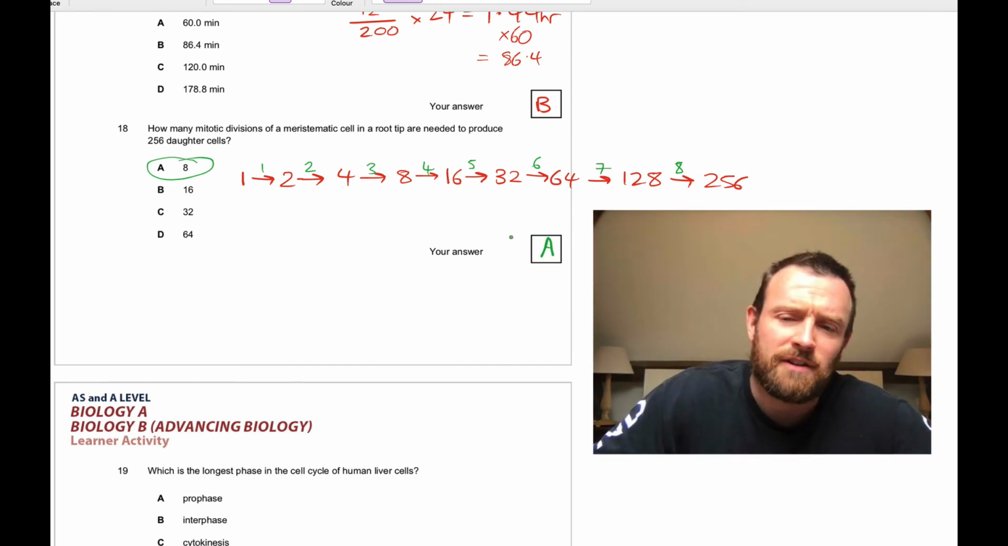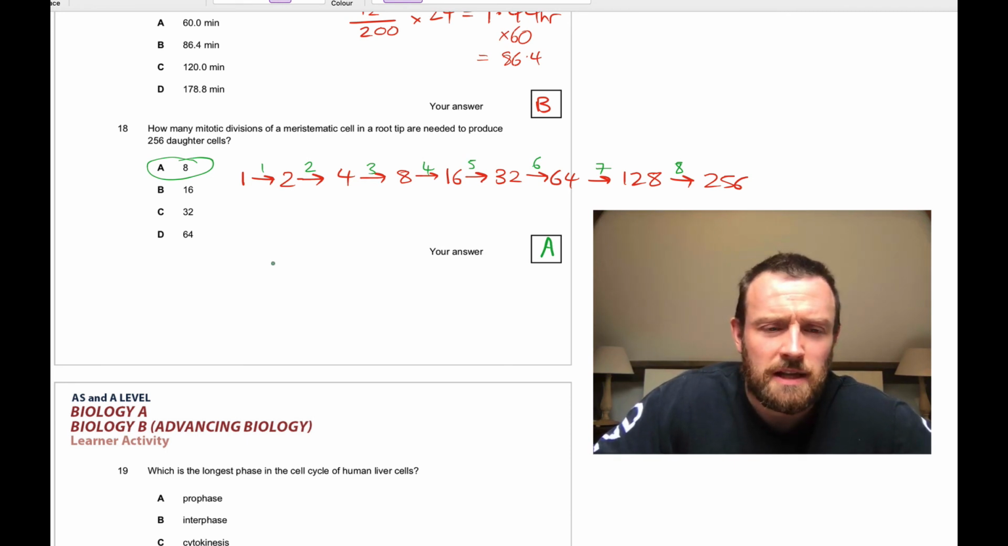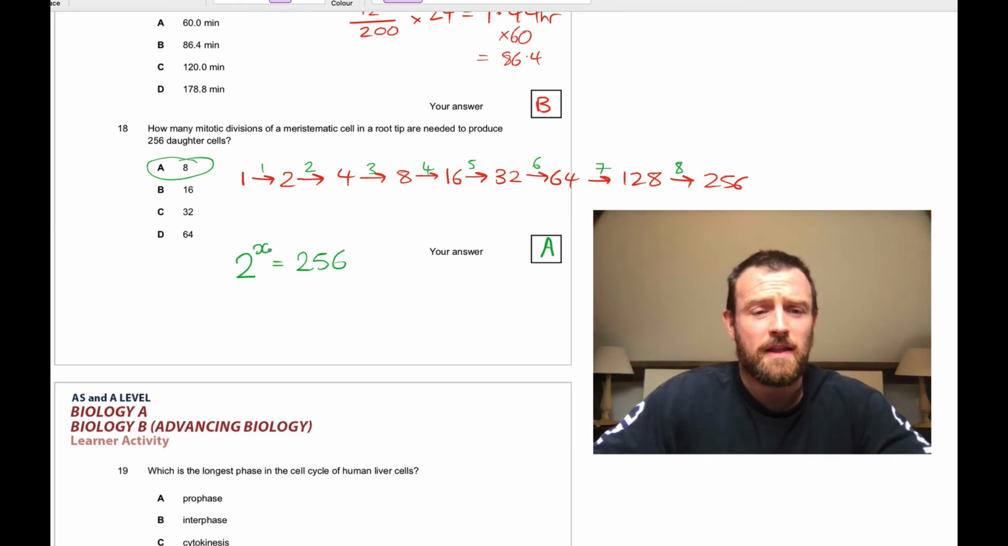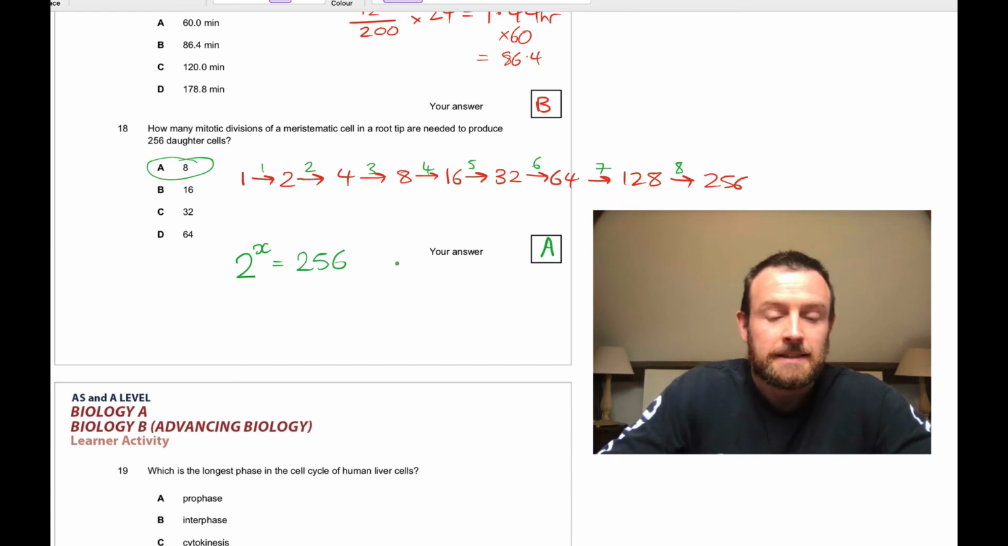I think if you've got a scientific calculator, you can work that out on your calculator. You have to do an equation something like this: 2 to the x equals 256, and solve that using your scientific calculator, and then it would give you x equals 8.